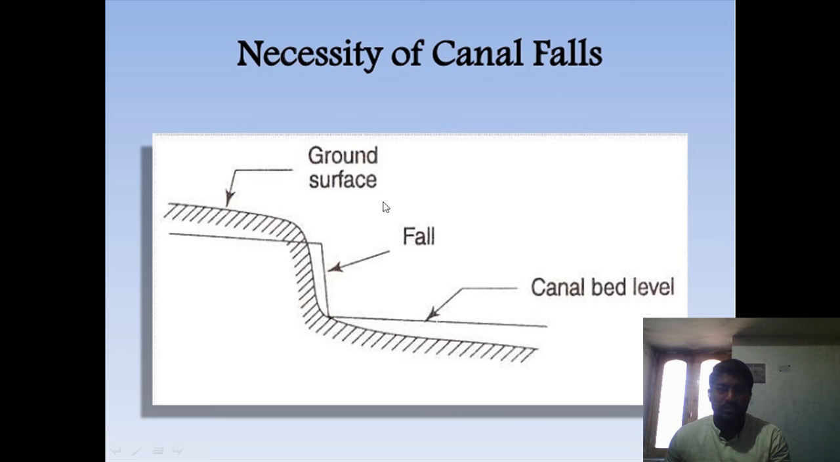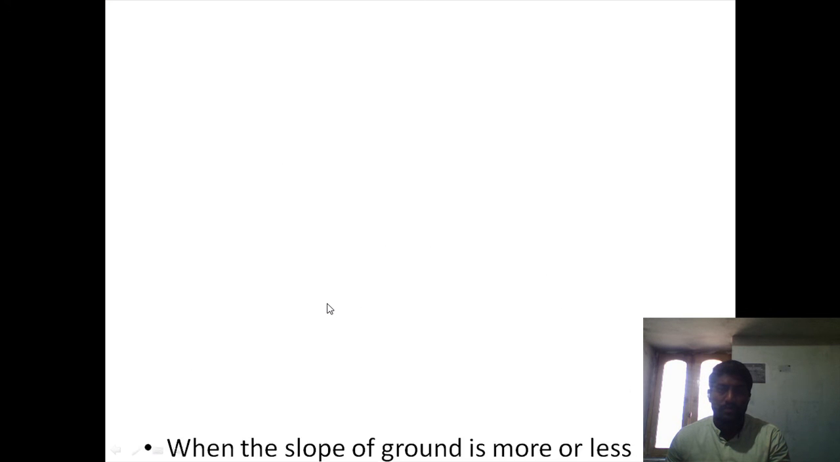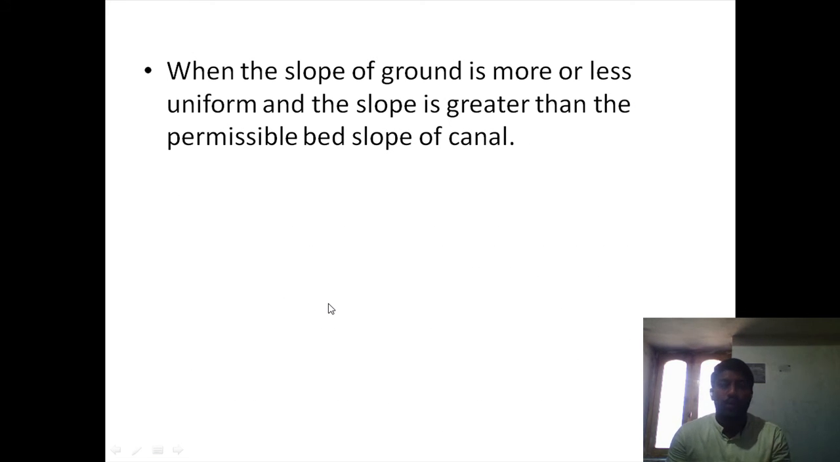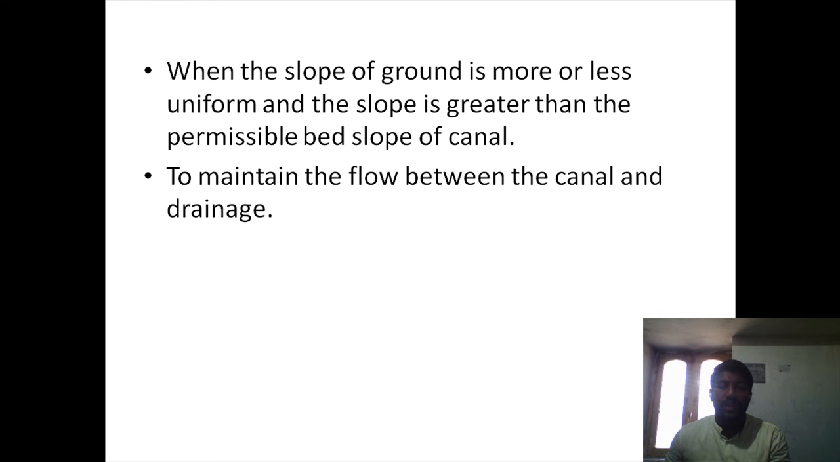Necessity of canal falls: ground surface, fall, and canal bed. Here we can easily check how the canal falls have been constructed. This is the ground surface, and this is the canal fall which we have constructed, and this is the canal bed level. The fall is constructed so that water properly comes from this fall and travels or discharges to the low-lying areas easily. When the slope of the ground is more or less uniform and the slope is greater than the permissible bed slope of the canal, to maintain the flow between the canal and drainage.